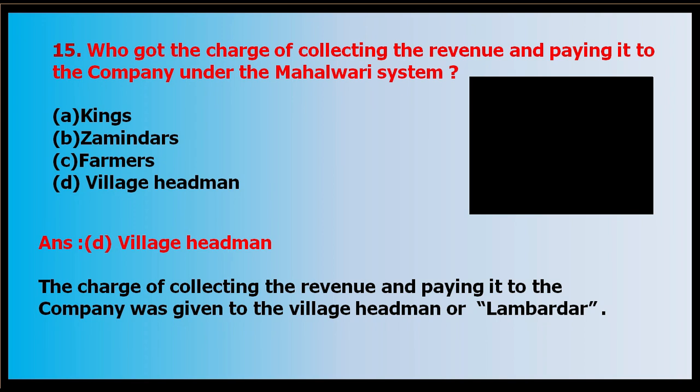The charge of collecting the revenue and paying it to the company was given to the village headman or lambardar. So basically it was an agreement between the village headman and the British officials. These village headmen collected the revenue from the farmers and paid it to the company. So this was the Mahalwari system.